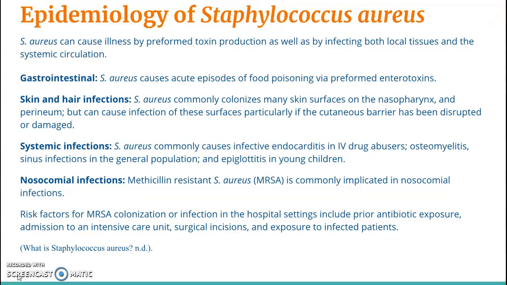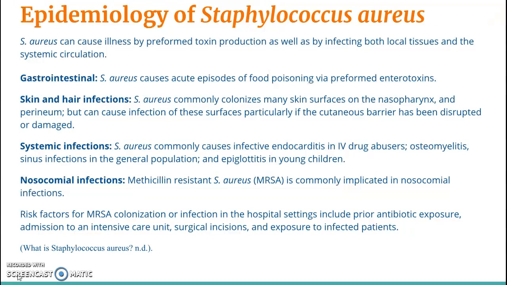The Staphylococcus, when it is in our stomach, it can cause acute episodes of food poisoning via preformed enterotoxins. In the skin and hair, there can be infections when the cutaneous barrier has been disrupted, like we mentioned before. Systemic infections can arise and lead to endocarditis in IV drug abusers, osteomyelitis in the bones, sinus infections. It is a very common nosocomial infection, and especially methicillin-resistant Staphylococcus aureus, MRSA.